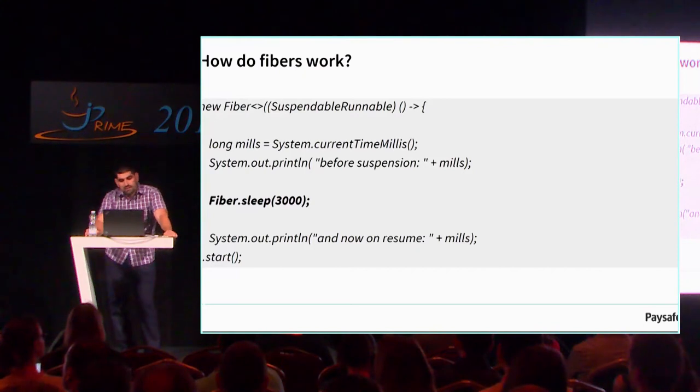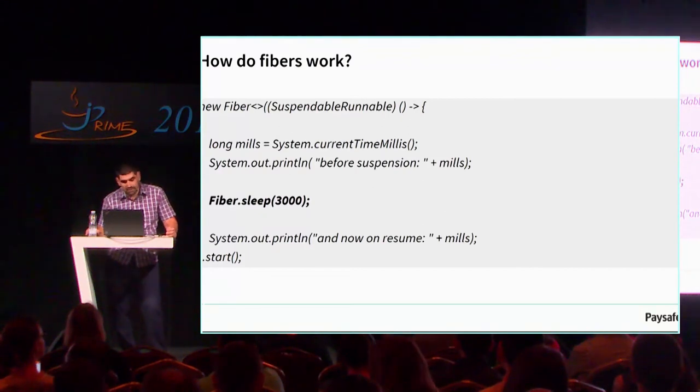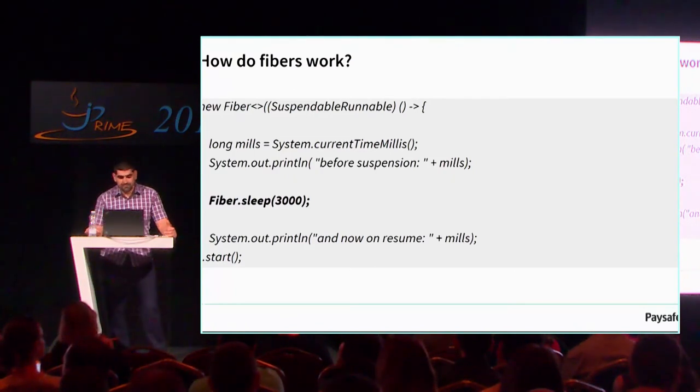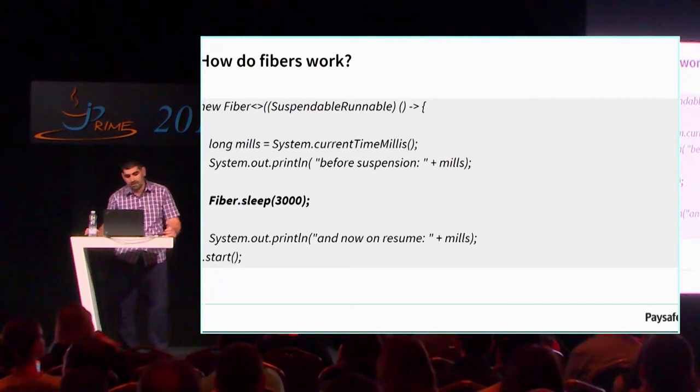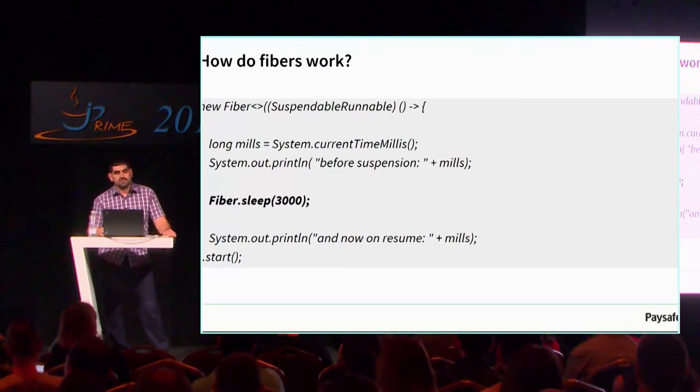And when the time comes, the task is executed. So here we have several lines of very simple code. We take the current milliseconds, we print before suspension, then we call this special method, and then we print again the variable. This is the code that we write, but as you know, the JVM does not natively support fibers. This is a separate library called Quasar, and it's implemented with additional bytecode manipulation.